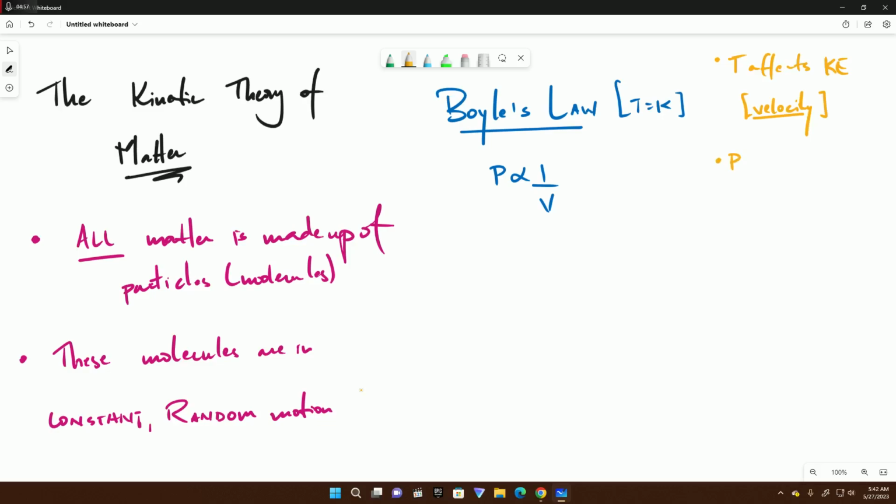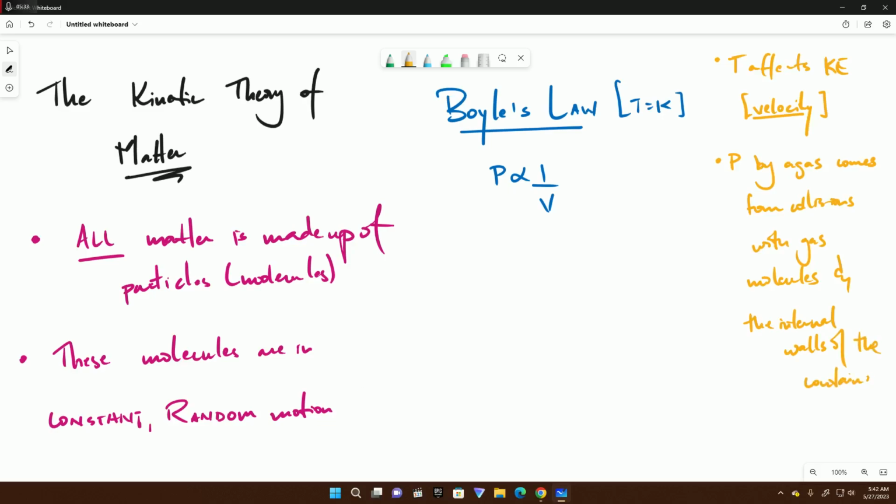Second thing is pressure. The pressure exerted by a gas comes from collisions with gas molecules. I forgot to say for molecules, forgive me, and the internal walls of the container. Pressure by a gas. That's the pressure we're talking about here.